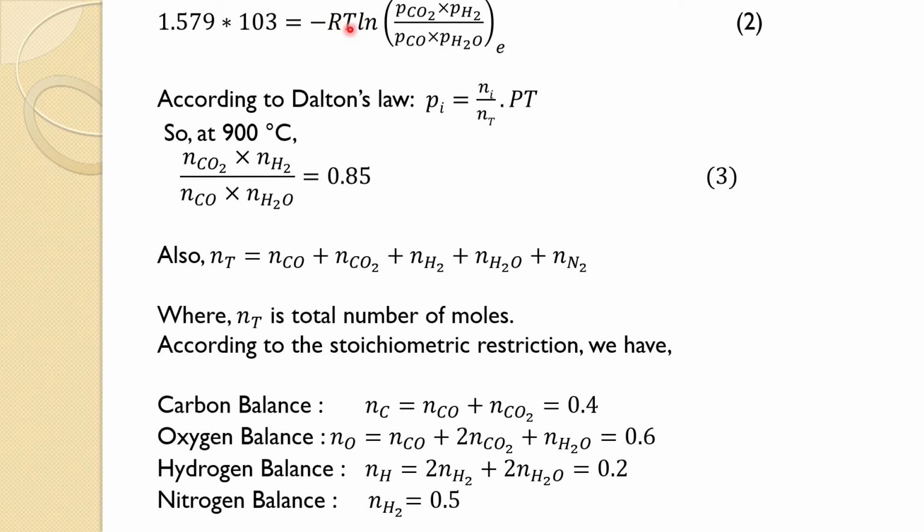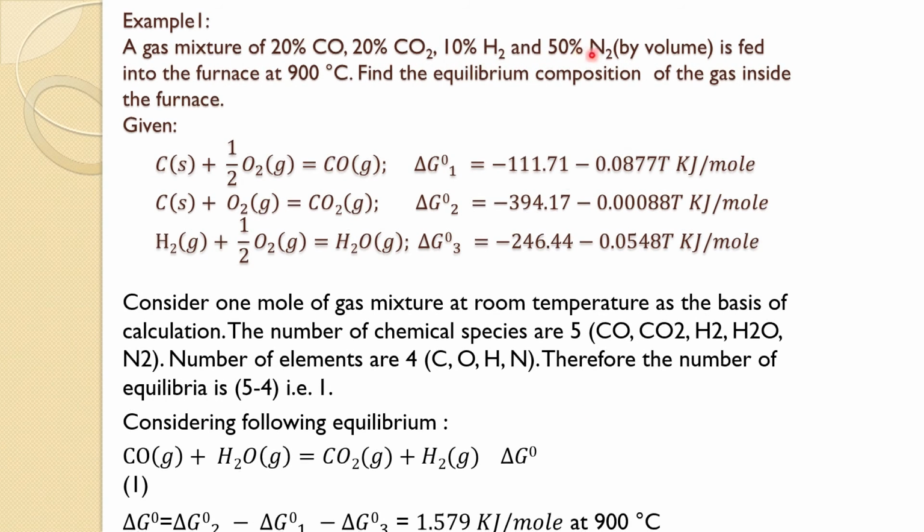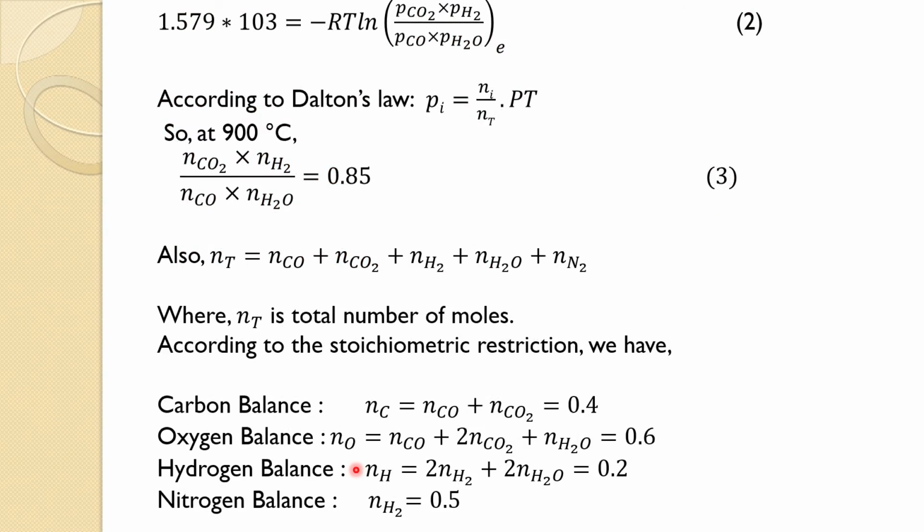Substituting the universal gas constant and temperature, it will give you 0.85, and we also know the total number of moles in the mixture. Then doing a simple stoichiometry analysis for the elements, carbon valence, oxygen valence, hydrogen valence and nitrogen valence, you can arrive at these numbers, because the percentages are given. So, you can do the balance of all of these. It gives you carbon 0.4, oxygen 0.6, hydrogen 0.2, nitrogen 0.5.